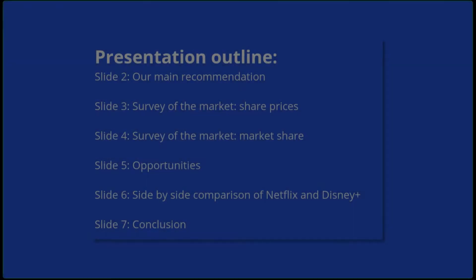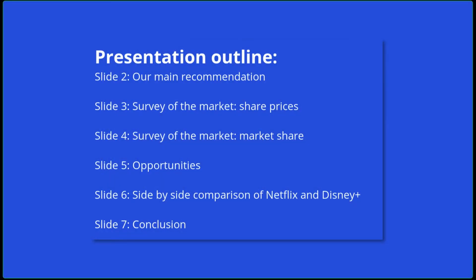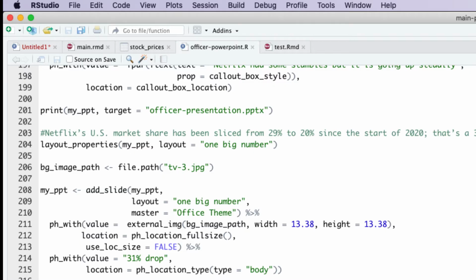Slide number 2, our main recommendation. Slide number 3, survey of the market. We will show the share prices. Slide number 4, survey of the market with market share. Slide number 5, opportunities. Slide number 6, side-by-side comparison of two of the streaming services. Slide number 7, conclusion. Let's get started.